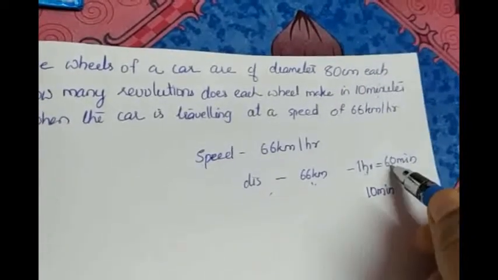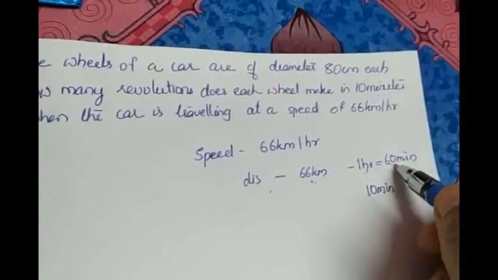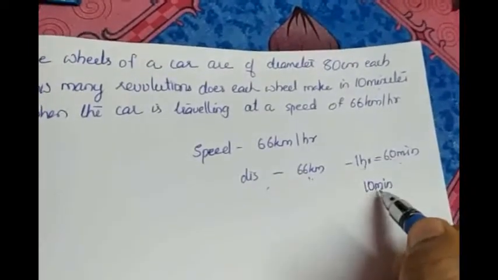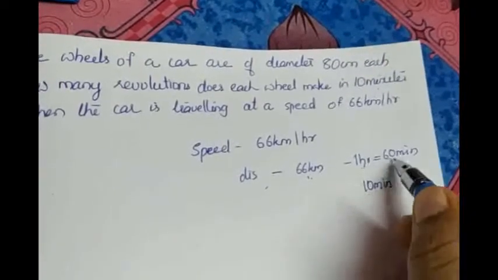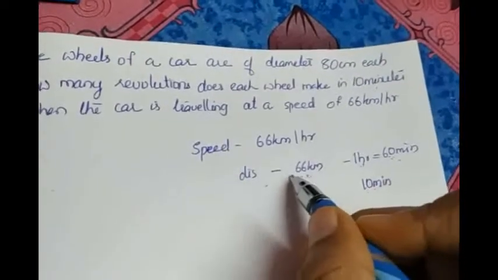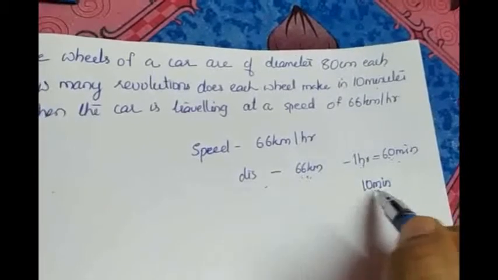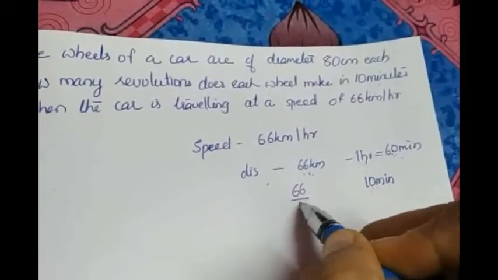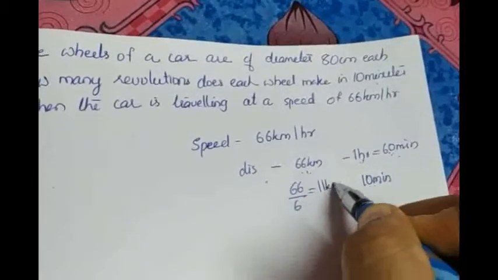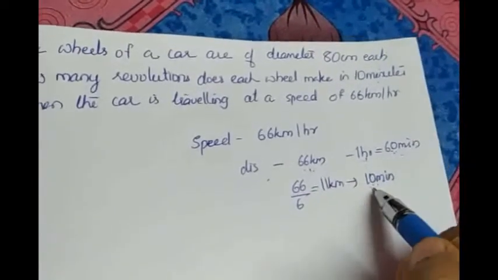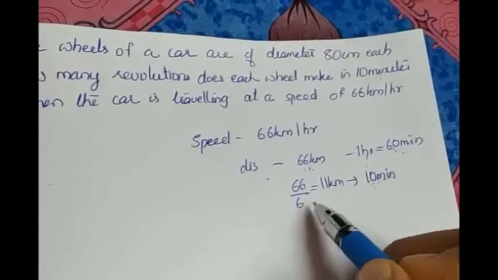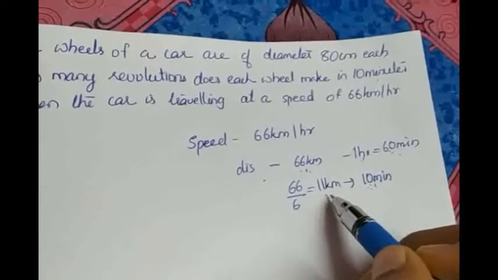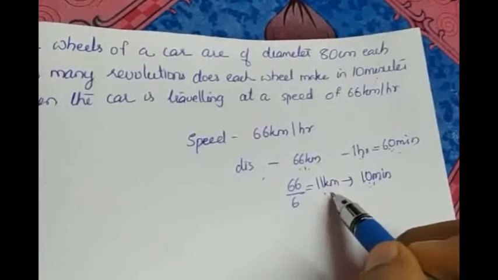How did I get 10 from 60? I just divided 60 by 6, isn't it? In the same way, to find the distance traveled in 10 minutes, what should I do? In 60 minutes it is 66, so 66 divided by 6 gives you the distance traveled in 10 minutes. 66 divided by 6 will give you the value 11 kilometers. So we come to the conclusion: in 10 minutes, the distance traveled by the car is 11 kilometers.